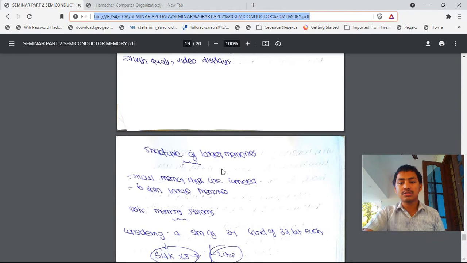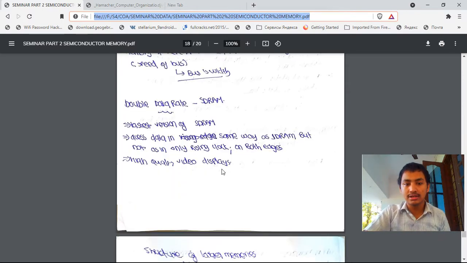The last topic we discussed was DDR RAM, that is, double data rate SDRAM. So what is SDRAM? This is an illustration of SDRAM. Nothing big: SDRAM, as we know, is synchronous dynamic random access memory, and this is the double data rate version. So how does SDRAM become DDR, double data rate?